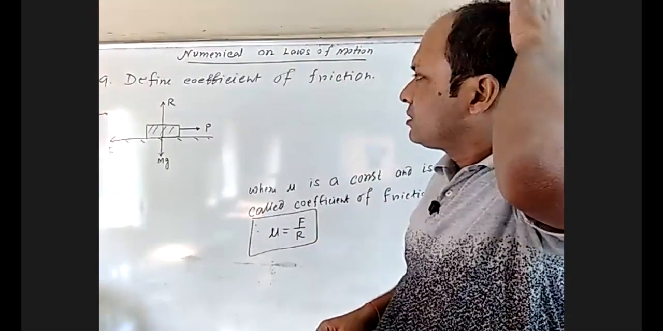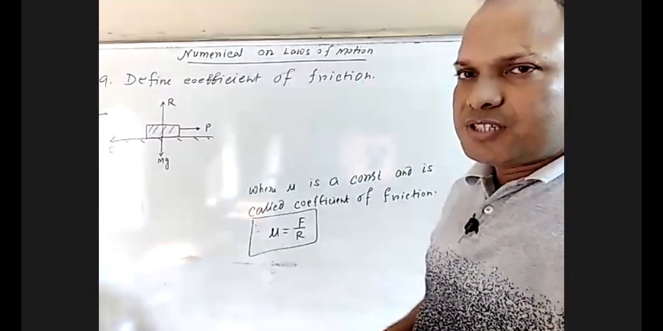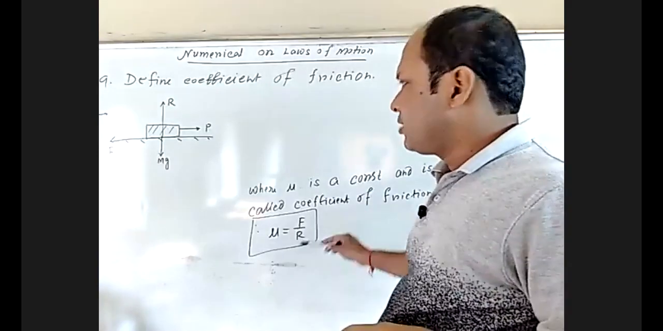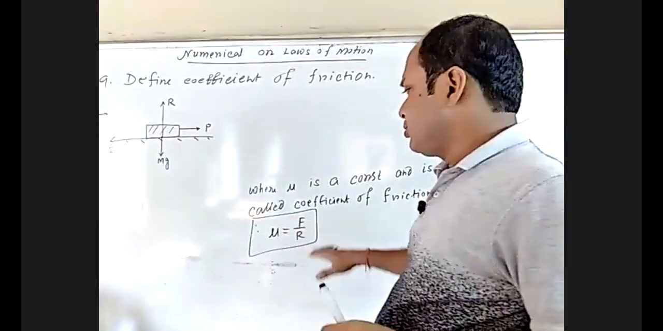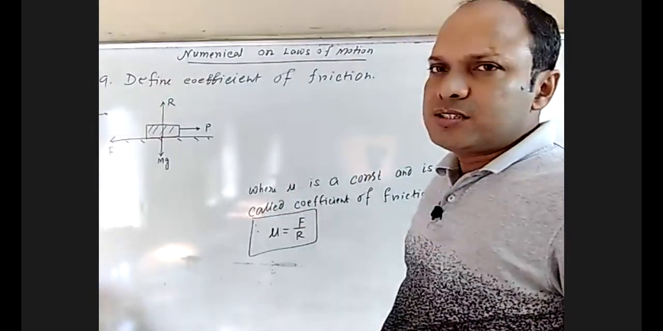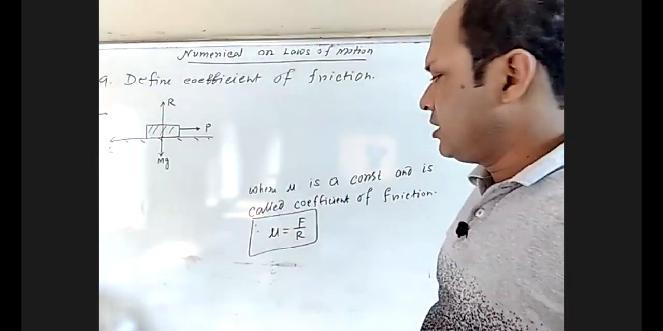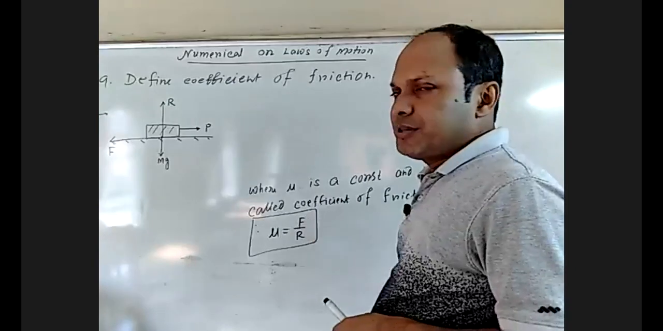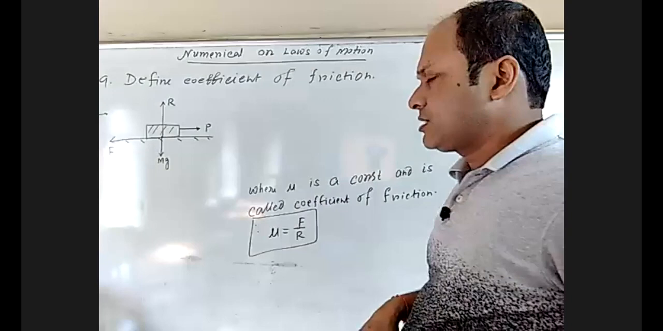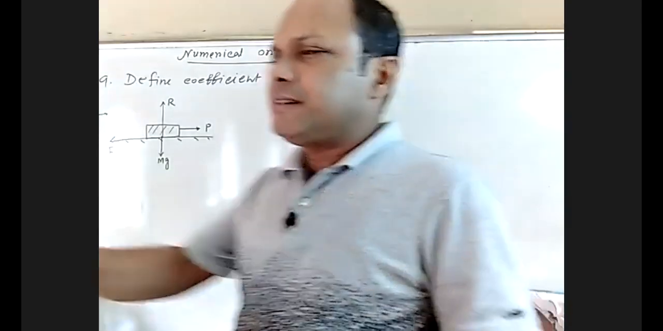Am I right? The coefficient of friction between the two surfaces in contact is defined as the ratio of frictional force and normal reaction. It has no unit because it is the ratio of two physical quantities of the same nature. So it doesn't have any kind of unit or dimension. Clear? This is the coefficient of friction. Next, number 10.